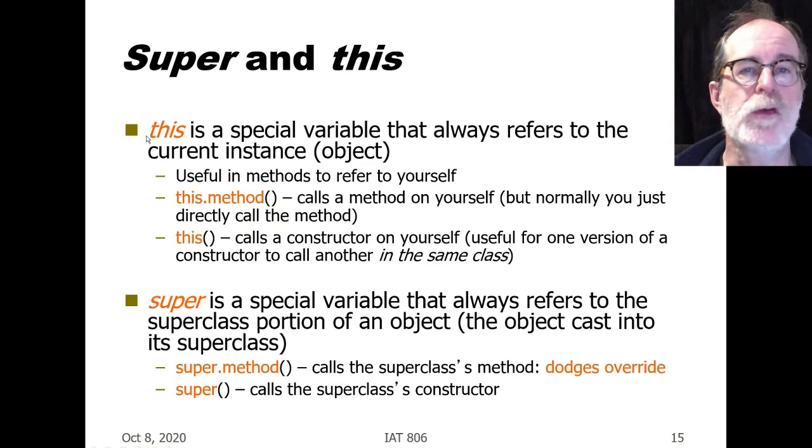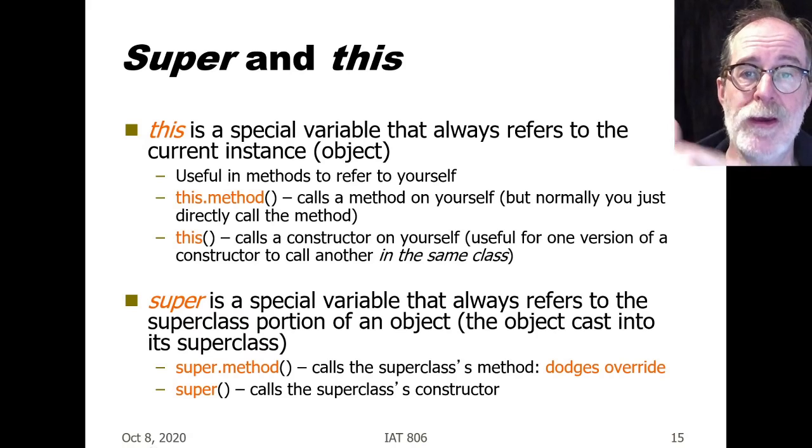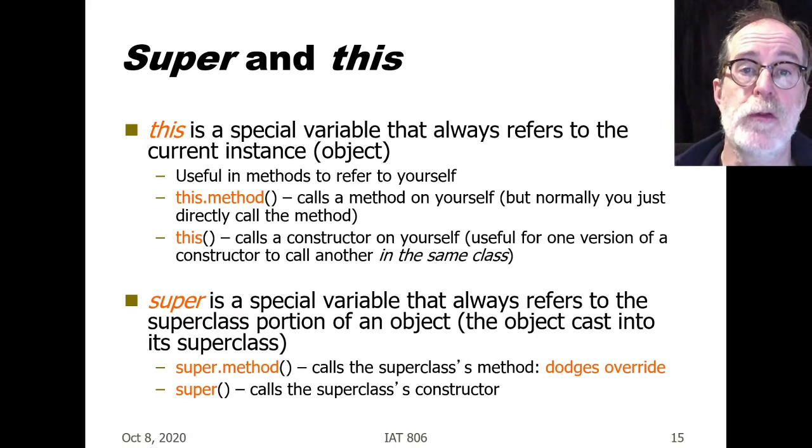So this is a special variable that always refers to the current instance, and it explicitly enables you to access fields, methods, etc. of the class that you're in. It's useful in some methods occasionally to refer to your own class instance. And this.method calls a method on yourself. It might be a means of calling a particular method that you're intending.